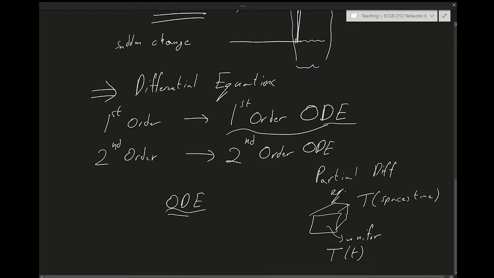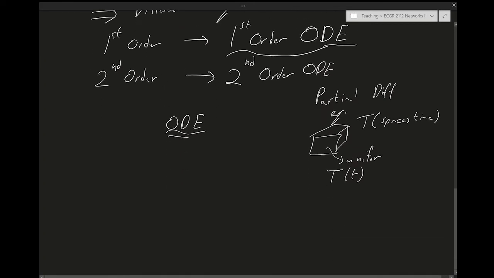You don't have a spatial distribution of temperature, then the equation you will get will most likely be an ordinary differential equation. The rate of change of the variable you're solving for only changes with respect to time. It does not change with respect to space, any direction of space, and so on and so forth. So that's the difference between partial differential equations and ordinary differential equations.